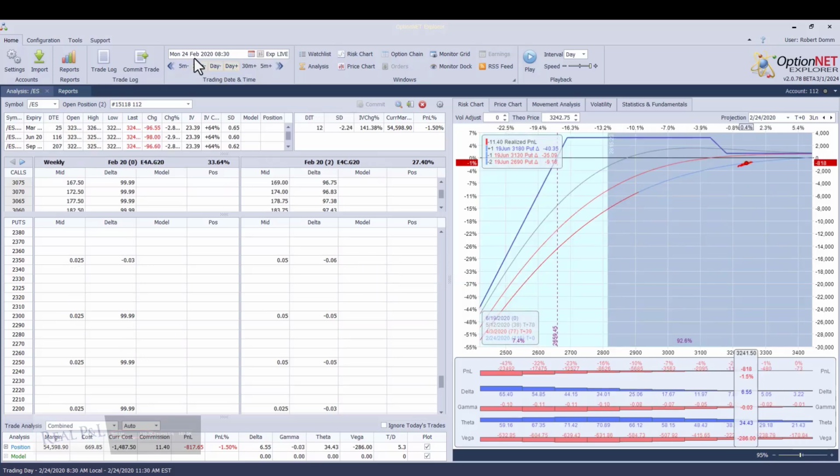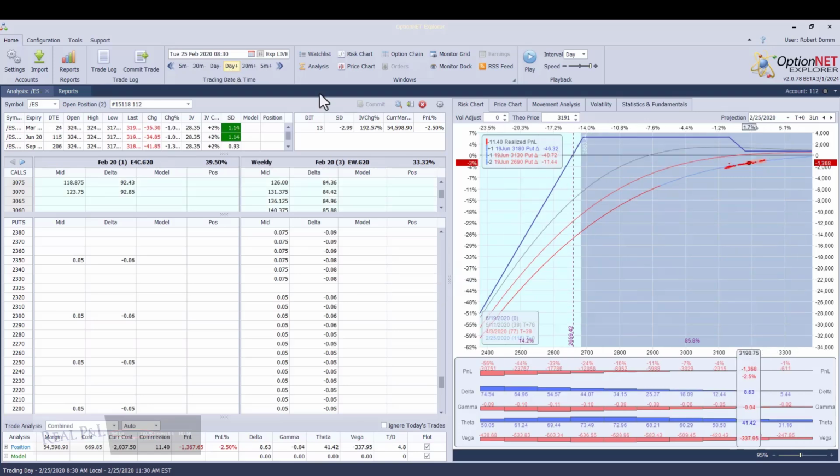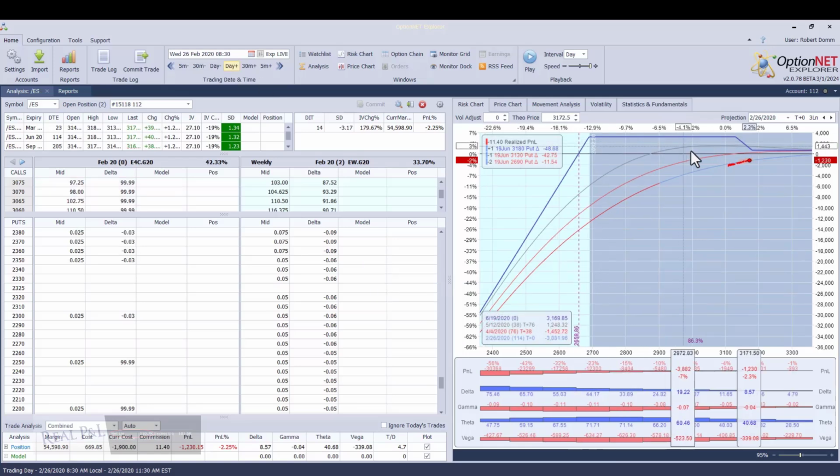Now look at this. The 24th comes along. You got this 112. I'm not sure what your profit target is. Maybe it's 500 bucks. Let's see what happens the next day. You can see here that it actually went down as much as $2,300. It's down $1,368. Let's go to the 26th, see what happened. Down around 1,200 bucks, but it also was down close to 2,100.